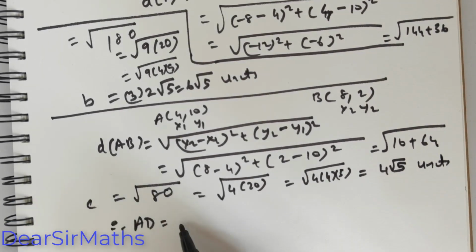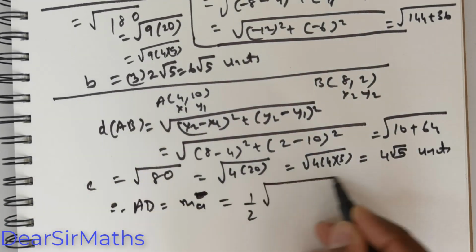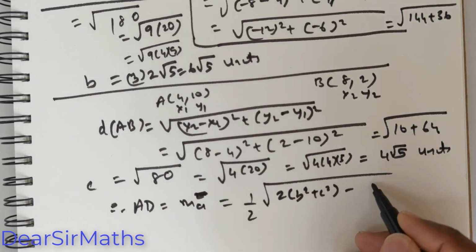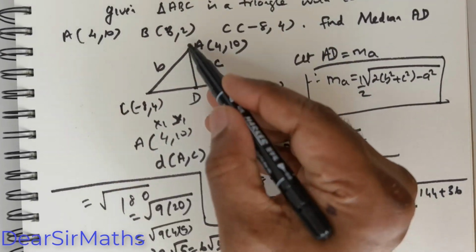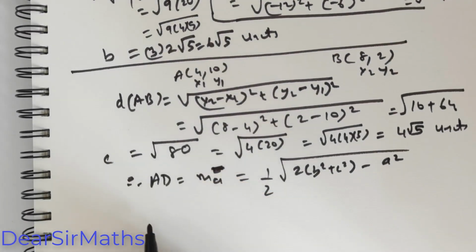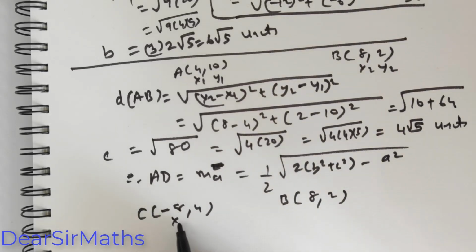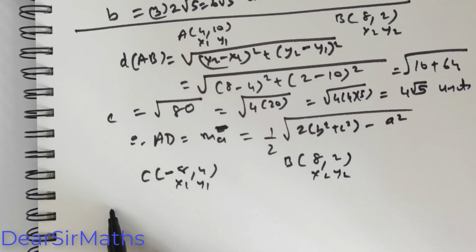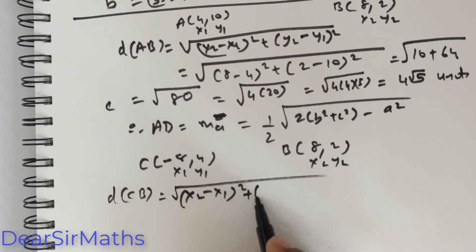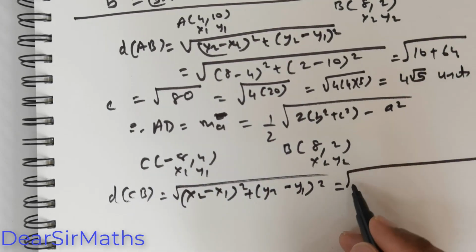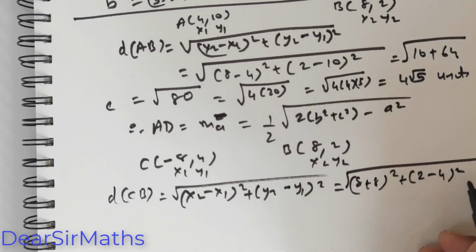Therefore AD is nothing but the median. Taking the 2 out, m_a is equal to 1 over 2 times the root of 2 times (b squared plus c squared) minus a squared. So we need to get this a squared. Where is a? It's the opposite side, that's a unit. So we need to get CB. My C is (-8, 4) and my B is (8, 2). I'm taking these as x1, y1, x2, y2. So the distance CB is the root of (x2 minus x1) squared plus (y2 minus y1) squared, which is the root of (8 minus negative 8, which is positive) and (2 minus 4) squared.